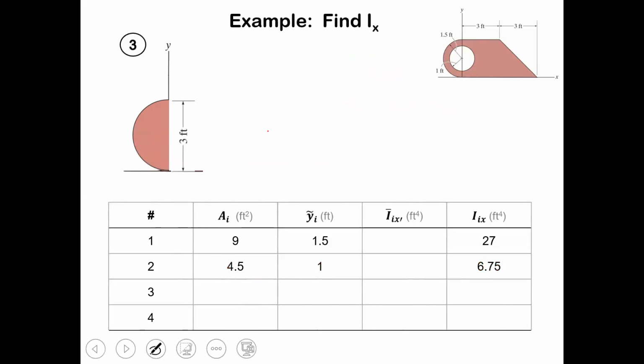Onwards, now we've got this semicircle that's tilted sideways. Okay, that's a little bit weird. And we'll have to use those tables again, but A3 is 1/2 of pi r squared. So that's 1/2 pi times the radius of this thing, which is 1.5, and the distance of the centroid is 1.5. So that's 1.5 squared, and that amounts to 3.53.